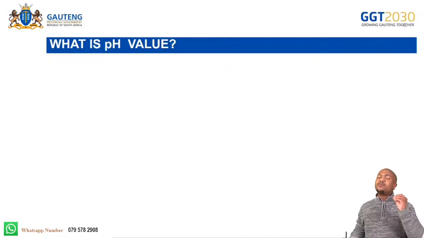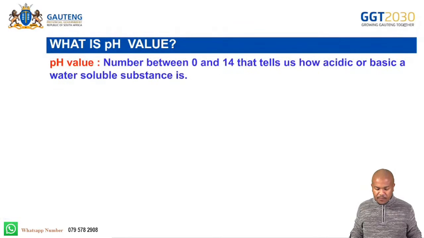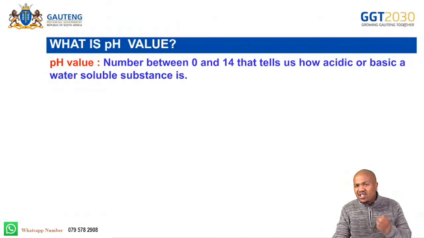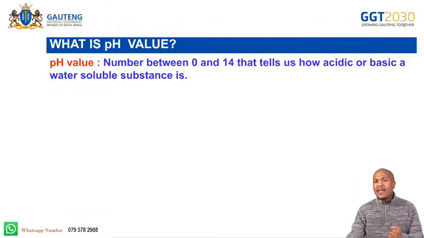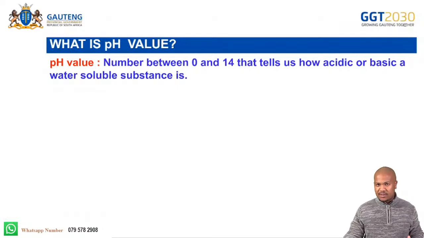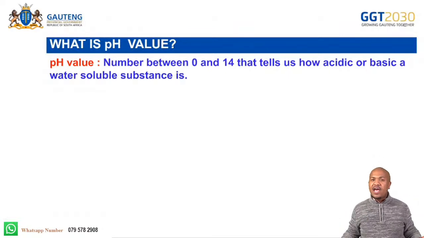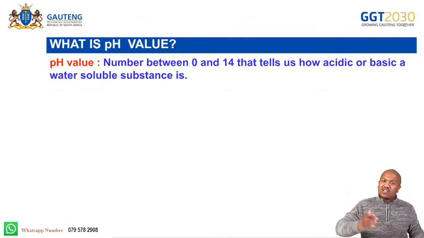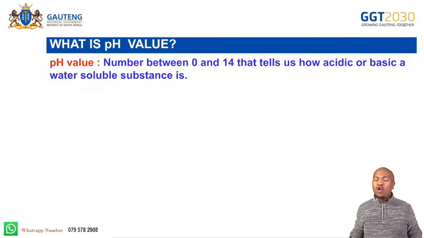So what is pH value? As we just said, the pH value is the number that tells us how acidic or basic a water-soluble substance is. It is a scale that ranges from 0 to 14, showing us different levels of acidity and different levels of alkalinity, all the way from 0 to 14.